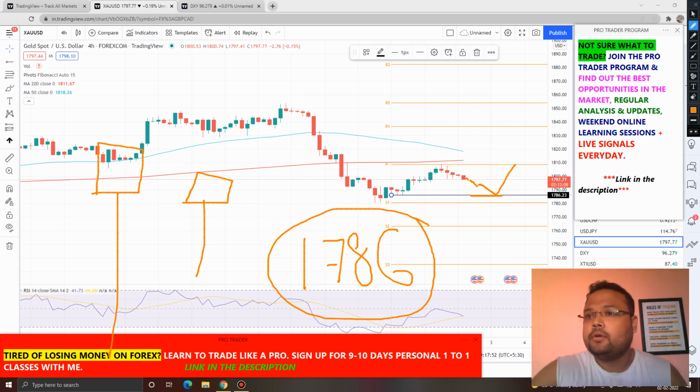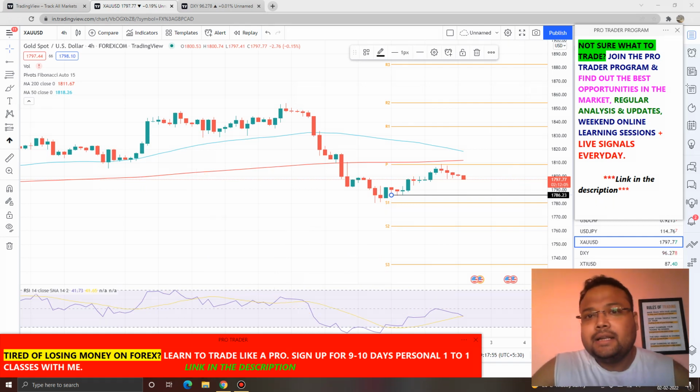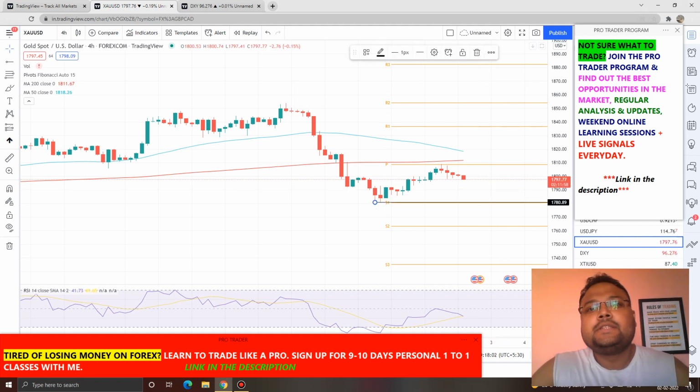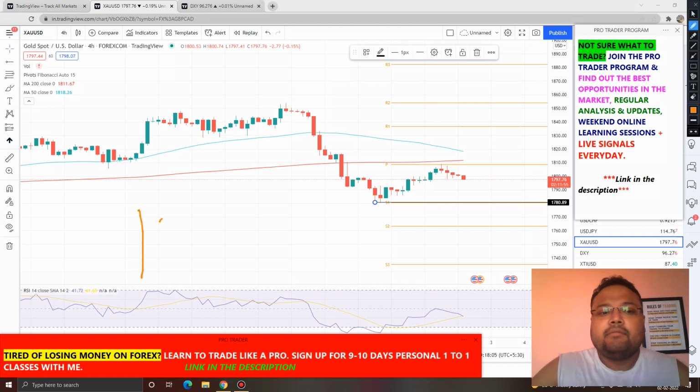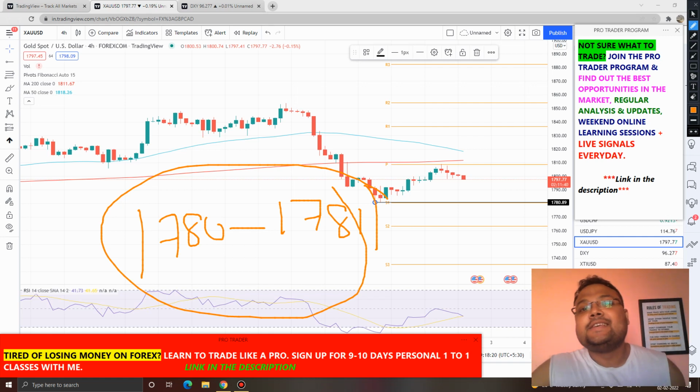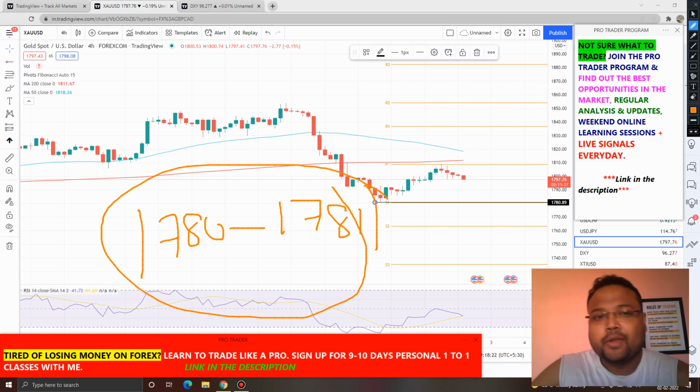and you can take a buy. And the third level for the market is the level of 1780 to 1781. This is the next support for the market. In case 1786 fails to provide the required support to the market, this level may come as the next savior to hold the market. So 1786 is the first support, then 1780-81 is the second support for the market.